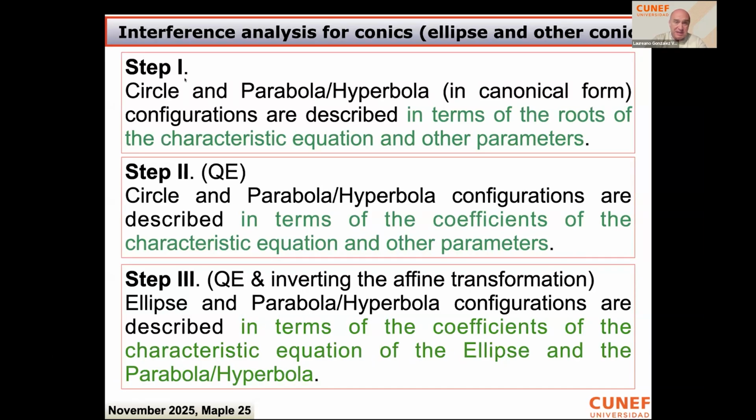In the first step, we consider circles and a parabola and hyperbola in canonical form, and we characterize all possible geometric configurations in terms of the roots of the characteristic equation and other parameters, typically those defining the parabola or the hyperbola in canonical form. The second step is when quantifier elimination appears, and we move the conditions on the roots of the characteristic equations to conditions on the coefficients of the characteristic equations. And the final step is just inverting this transformation, moving the circle to the ellipses and moving the parabola and the hyperbola from the standard form to the general form. And here Maple is crucial.